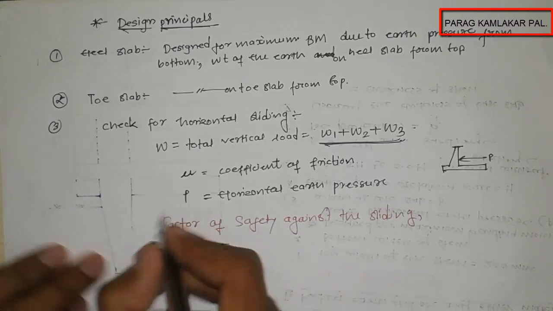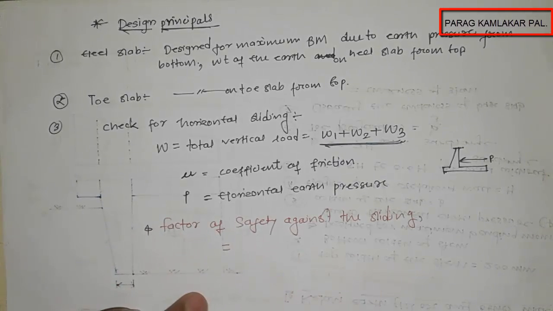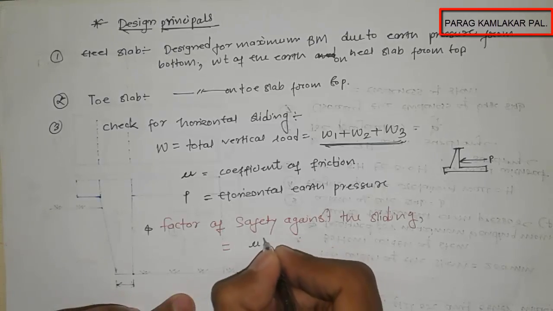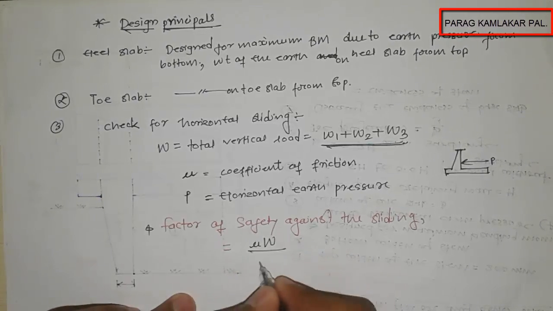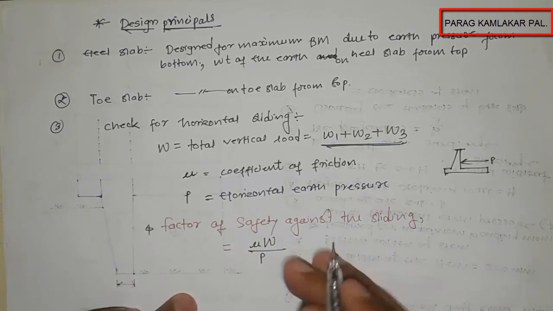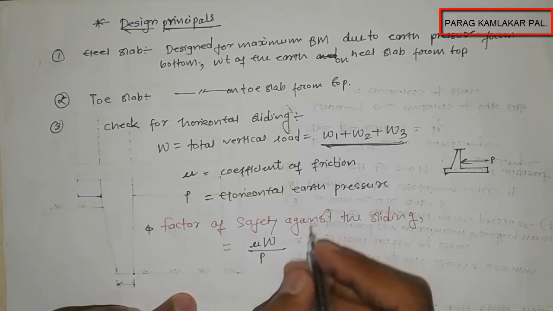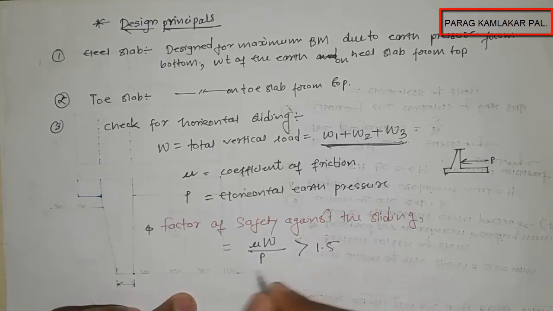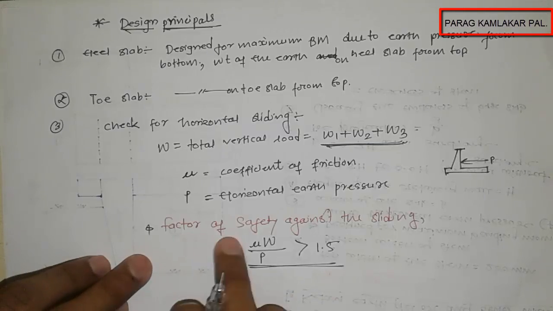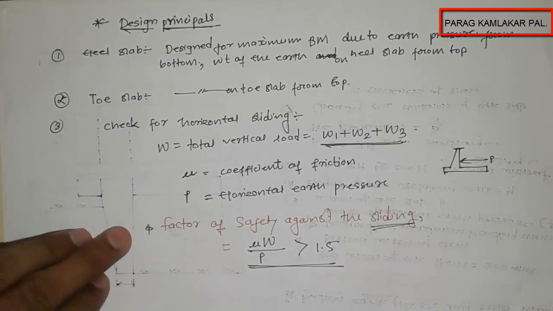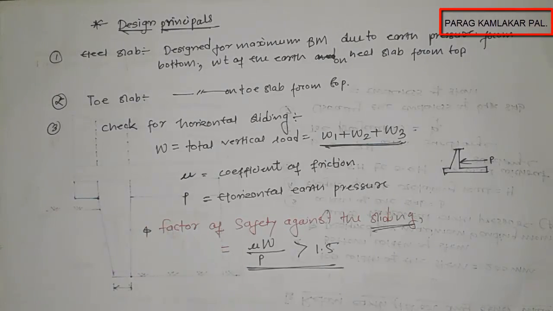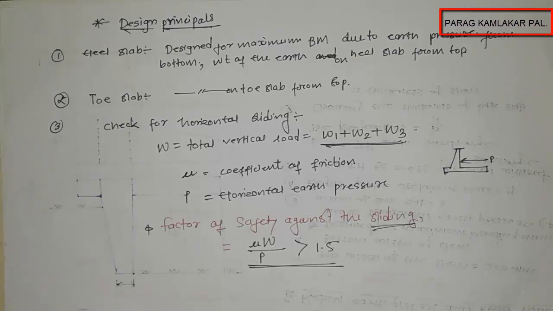So factor of safety, this is also important. Factor of safety against the sliding is given by mu into capital W divided by the horizontal earth pressure, and this factor must be greater than 1.5. If this condition is satisfied, then the factor of safety against the sliding is satisfied. So this is all about the cantilever retaining wall. Remember that we can design a cantilever retaining wall only when our height is up to 5.5 meter. Beyond that we have to go for the counterfort retaining wall.